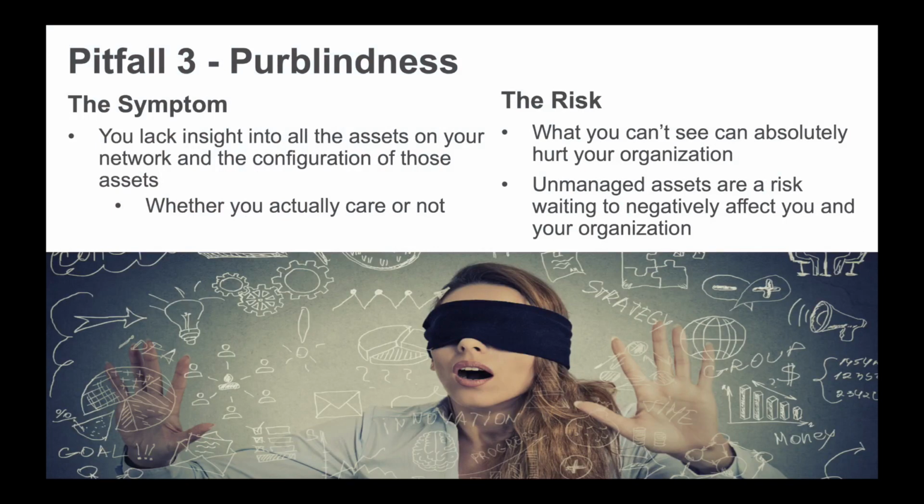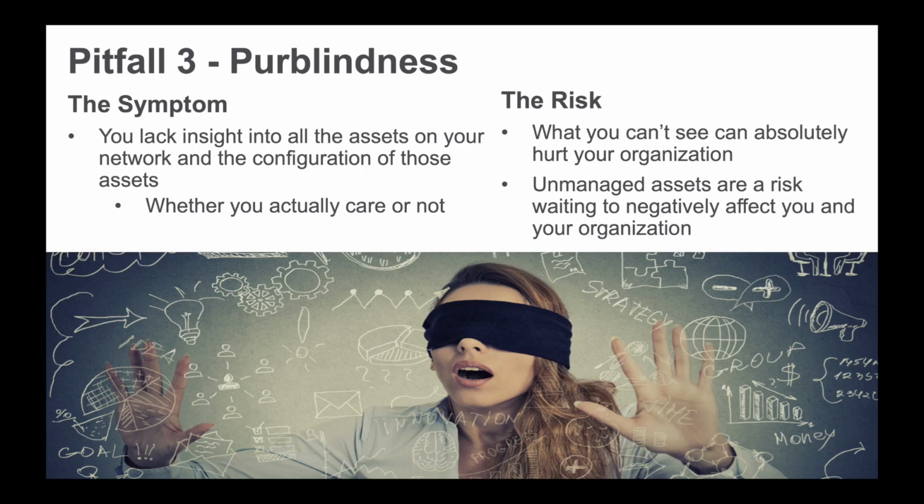The third pitfall is the pitfall of blindness, or being blind to some of the assets that are on your network. And you might have the greatest intentions and want to track your technology assets, but sometimes you just lack insight into all the assets that are on your network, either frequently or infrequently, and the configuration of those assets. And again, whether you care or you don't, sometimes you just don't have insight and you can't manage what you don't see. So the risk is, what you can't see ultimately can hurt your organization. And unmanaged assets are a risk waiting to negatively affect you and your organization.